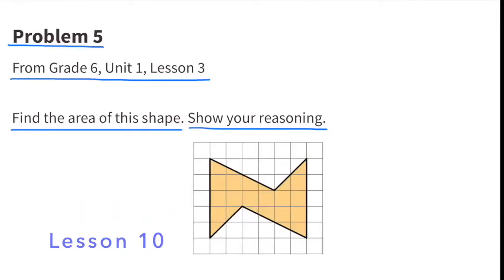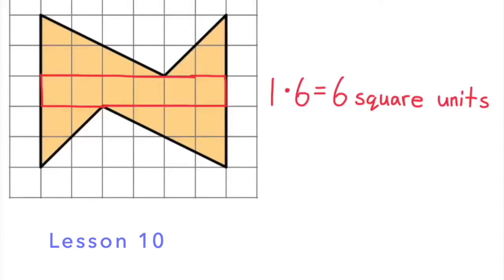Number 5. Find the area of this shape. Show your reasoning. I'm going to decompose this shape, and here you can see a rectangle that measures 1 by 6, and 1 times 6 is 6 square units.